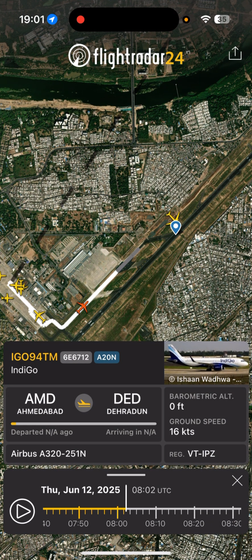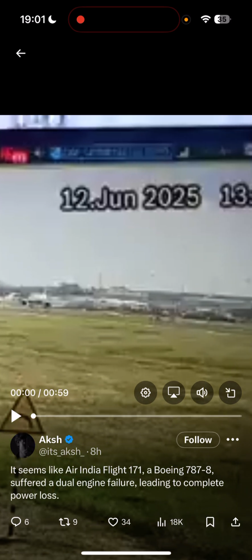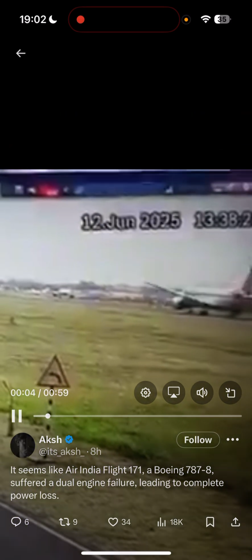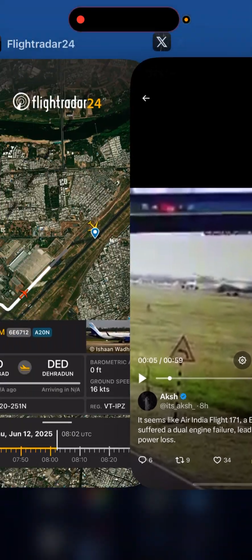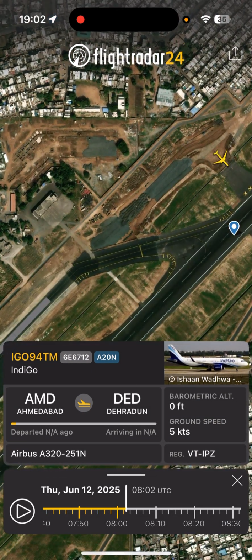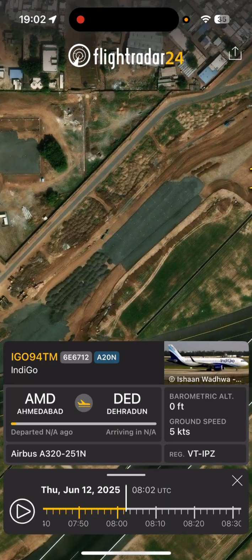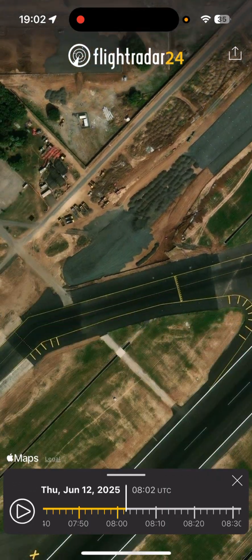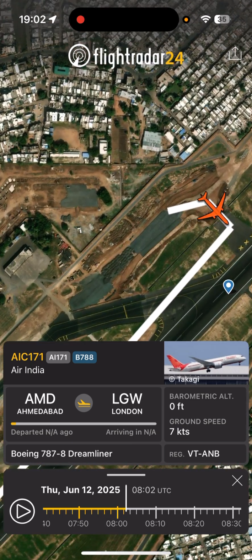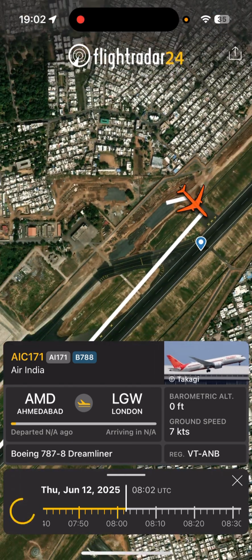This is IndiGo Flight 94, inbound for Dehradun, if that's how you pronounce it, I don't know, but inbound for that airport. And here we have Air India 171 taking off. As you can see, it's taxiing to the runway. The Flightradar satellite scenery of the airport is clearly outdated. Air India took this path. It looks like it's unfinished, but it is finished. It's just the scenery that's outdated.